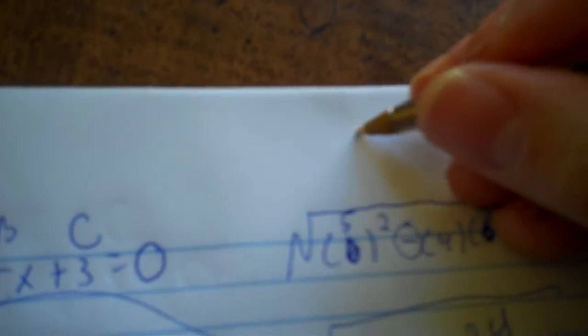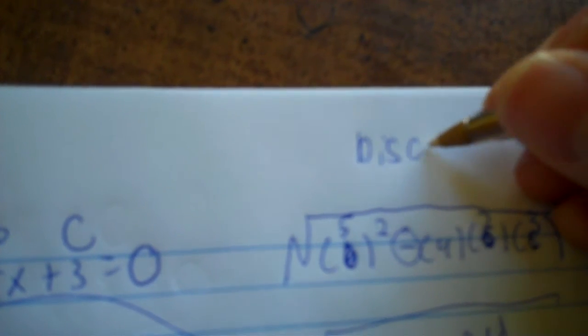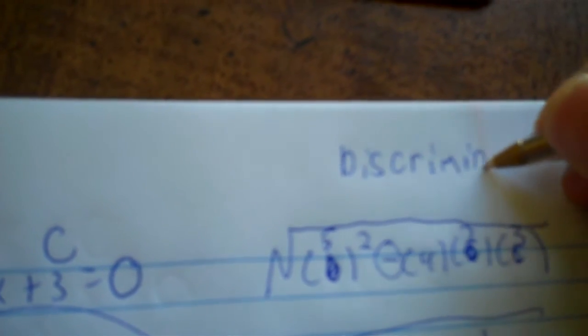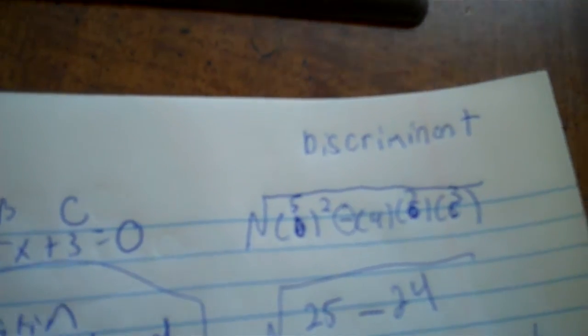Example 2. 8x to the second minus 7x minus 5 equals 0. Also, this square root is known as the discriminant. D-I-S-C-R-I-M-I-N-A-N-T. It's called the discriminant. So we're going to evaluate the discriminant.